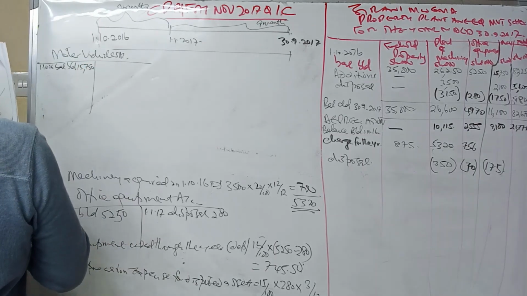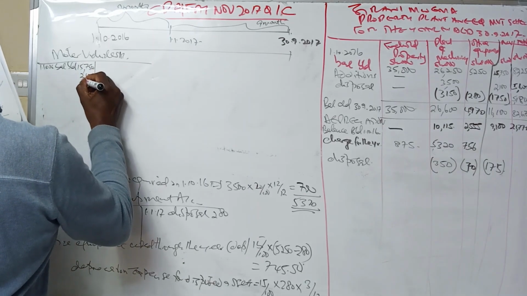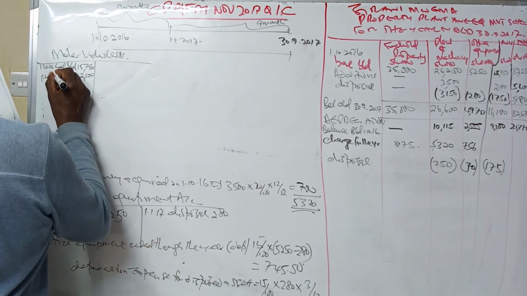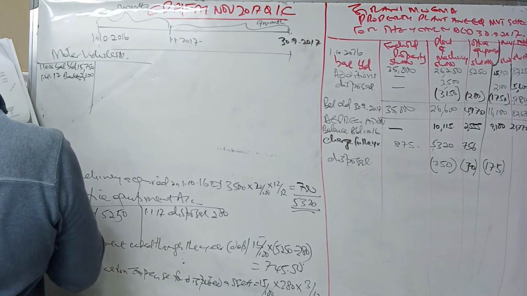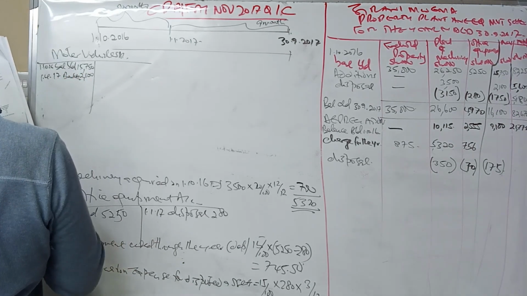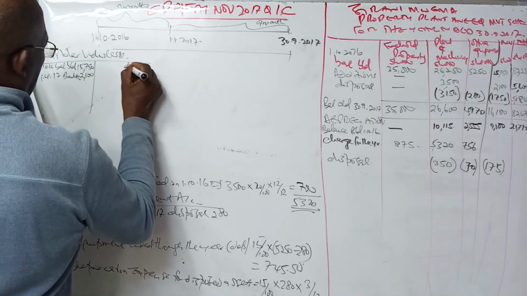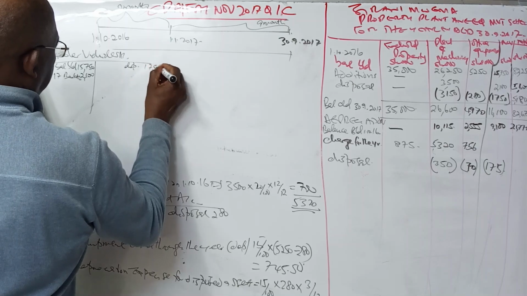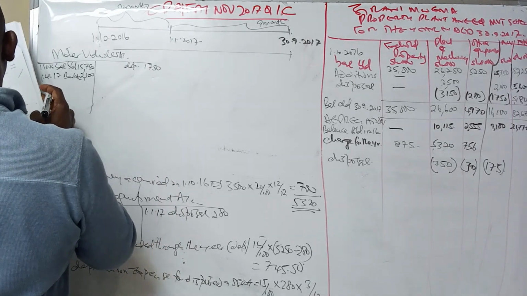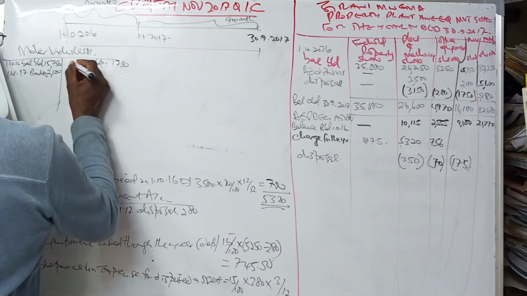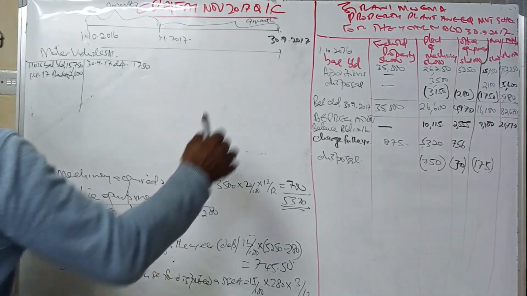Then we have additions of 2,100, and that was on 1st of April 2017, paid through the bank. And then we were told there was a disposal of a motor vehicle which had been purchased at the cost of 1,750. The date of disposal of the motor vehicle was 30th of September 2017, at the end of the year.